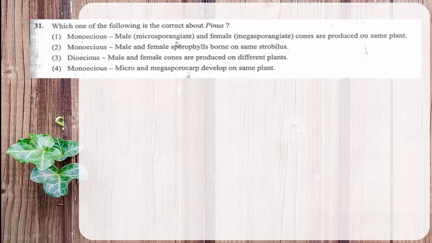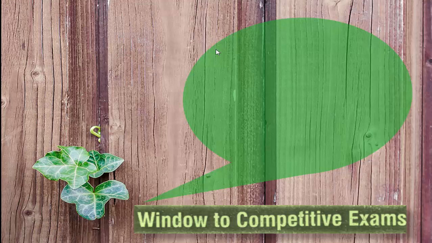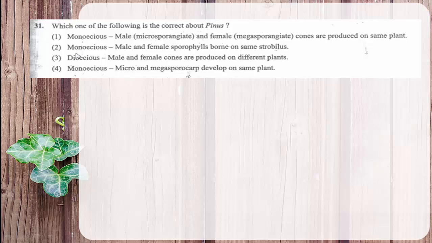Monoecious, microsporangiate and female megasporangiate cones are produced on the same plant. Monoecious, male and female sporophyll borne on the same strobilus. Dioecious, male and female cones are produced on different plants. Monoecious, micro and megasporocarp develop on the same plant.